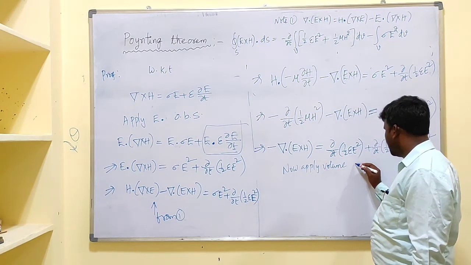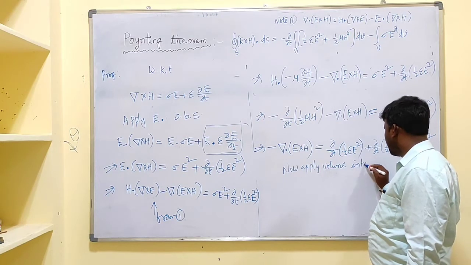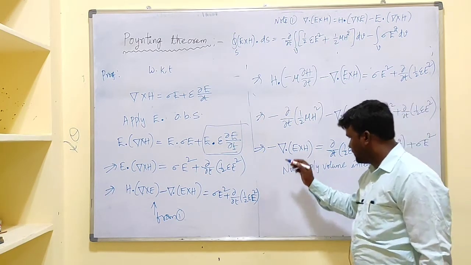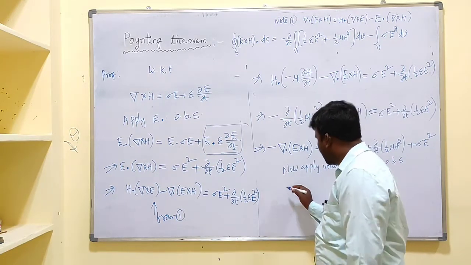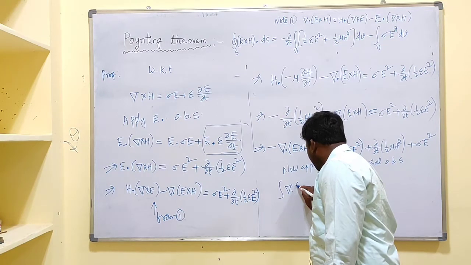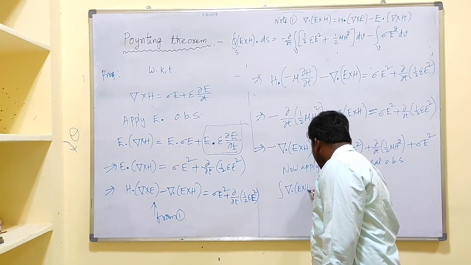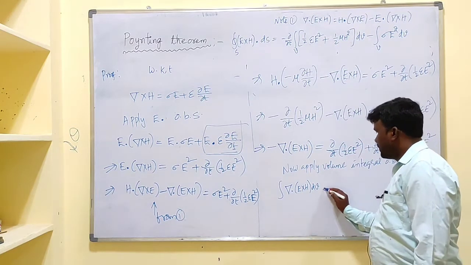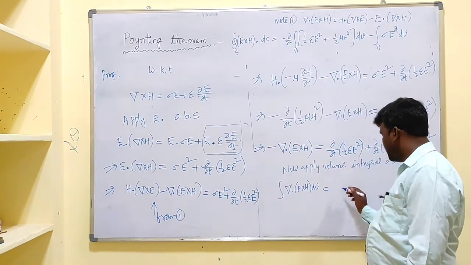Volume integral on both sides. On the left hand side we will get what? That is the integral of ∇·(E×H) dv. Okay, and send this minus to this side, we will get what?